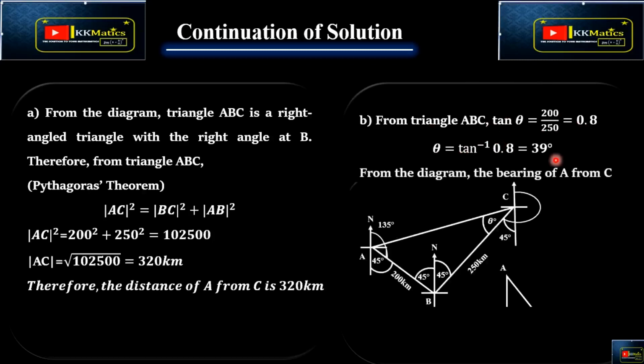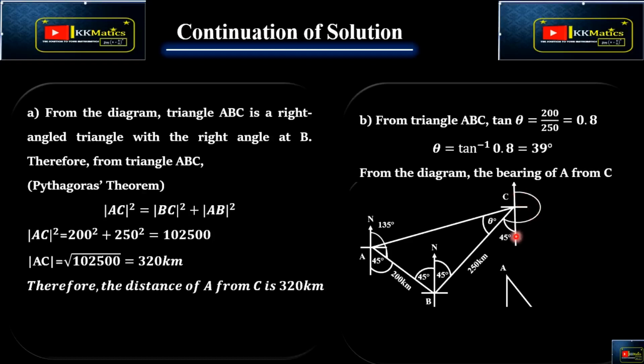Now, it's important for us to look at the diagram. We found our theta to be 39 degrees. If this is 39 degrees and we measure it from the north clockwise, up to this side, clockwise means the way the clock moves, the direction of the clock.